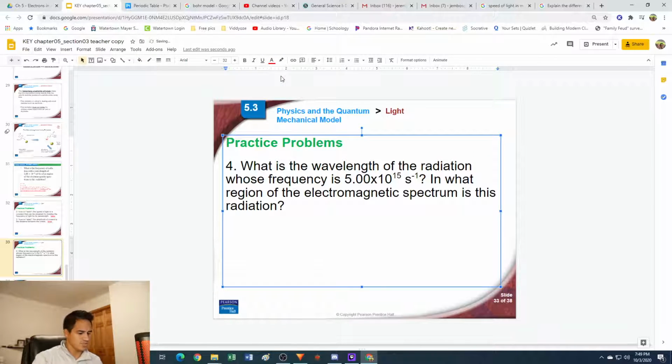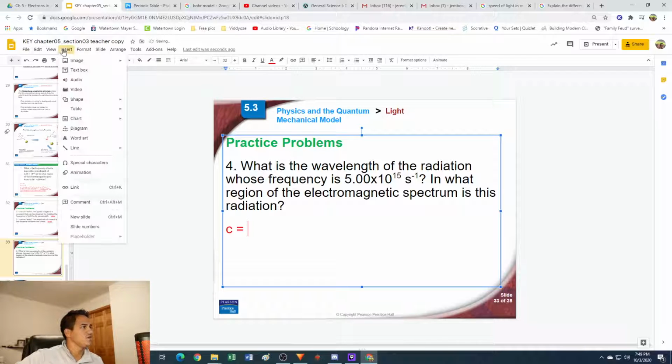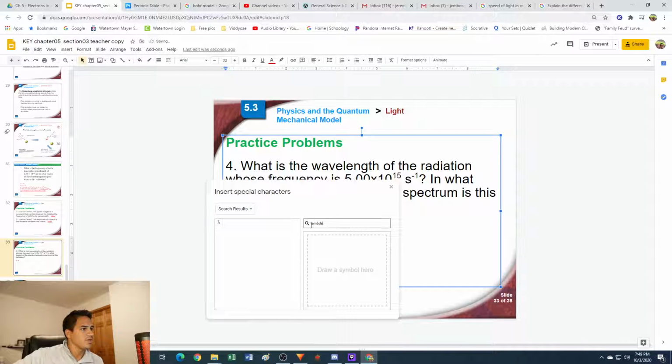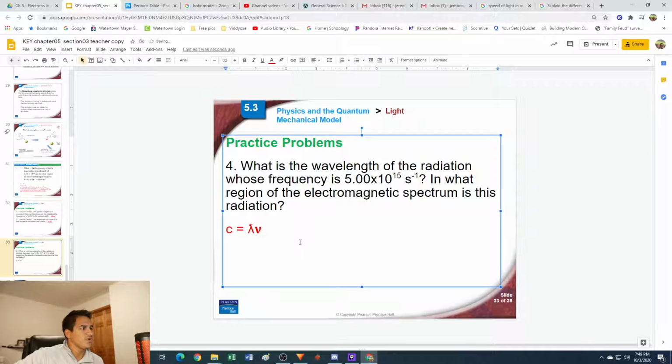We have our equation, which is speed of light is equal to lambda and nu. So we have speed of light is equal to lambda times nu. Now they're asking for wavelength, which basically then is going to be lambda is equal to the speed of light divided by frequency. Okay, like this.